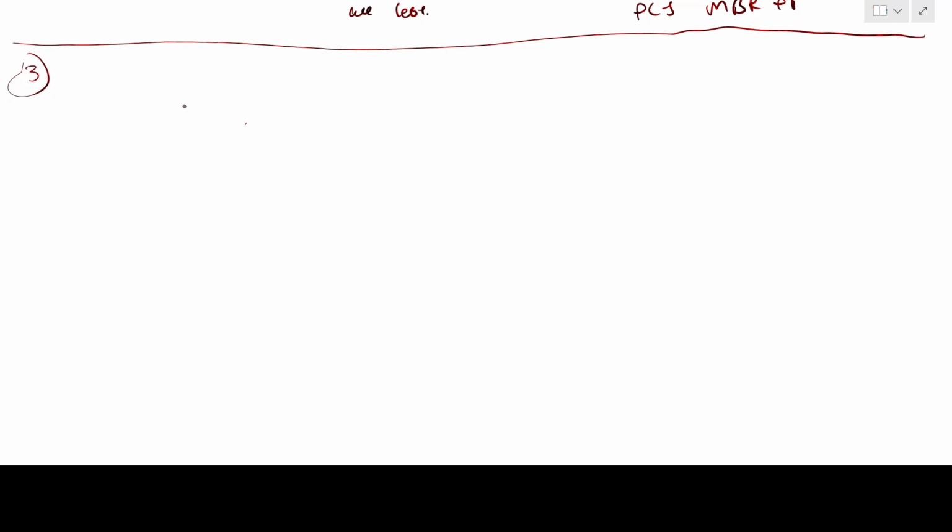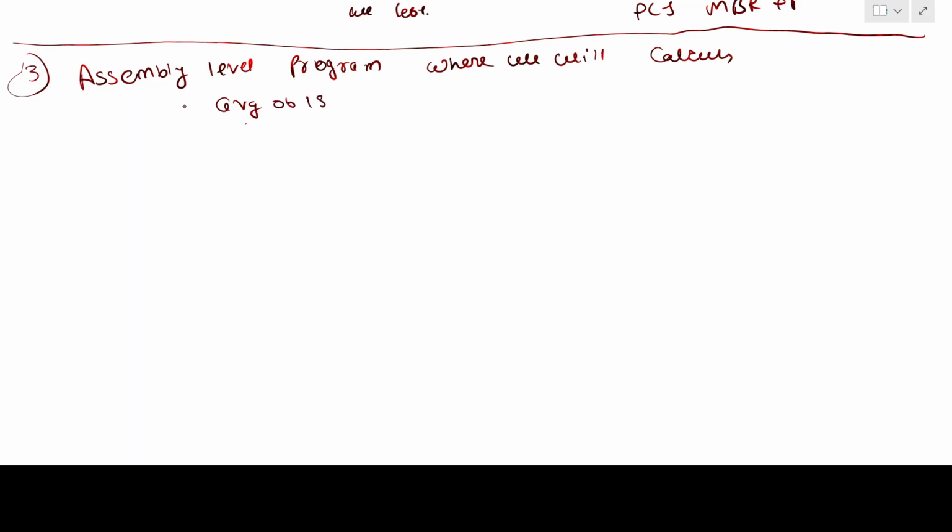Assembly level program that calculates the average of 50 numbers stored in consecutive memory. Okay, what are we supposed to do? An assembly level program where we are calculating the average of 15 numbers that are stored in our memory consecutively.